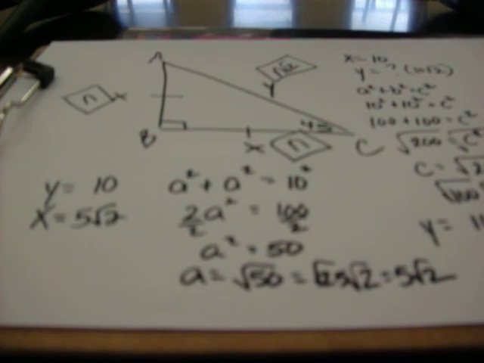So that is 30, 60, 90 triangles. Or 45, 45, 90 triangles. Next you'll watch 30, 60, 90 triangles.